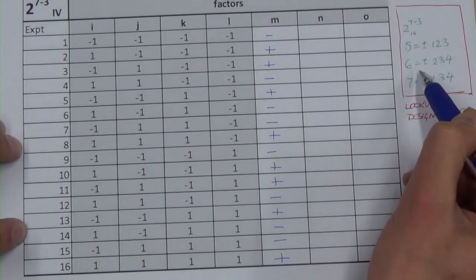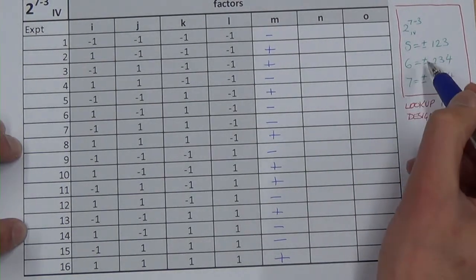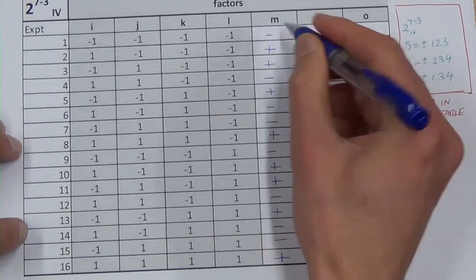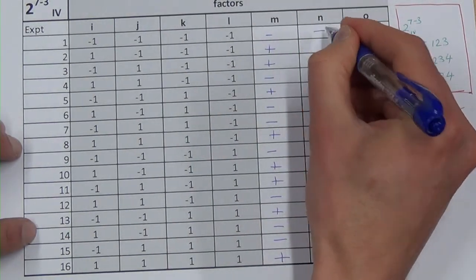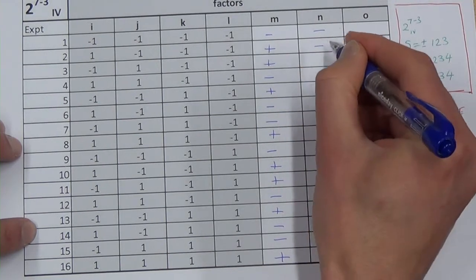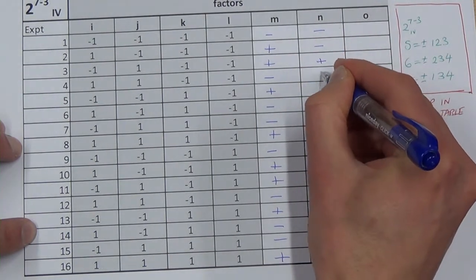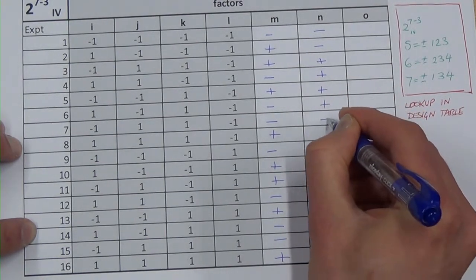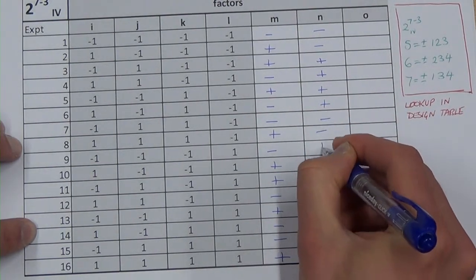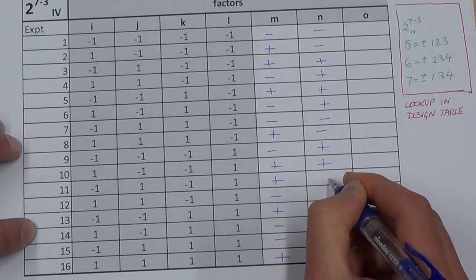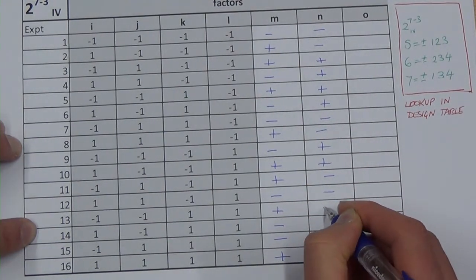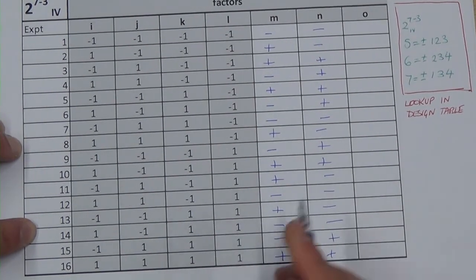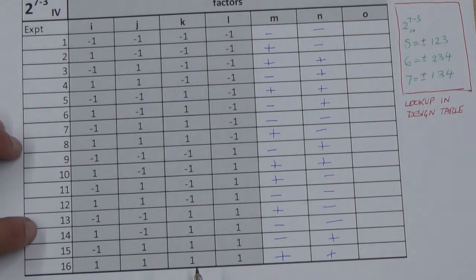For column N, it's the 6, it's the column of 2, 3 and 4, the result of 2 and 3 and 4 multiplied. So we've got odd, odd, even, even, even, even, odd, odd, even, even, odd, odd, odd, odd, even, even. And I'll leave you to do column O for yourself.